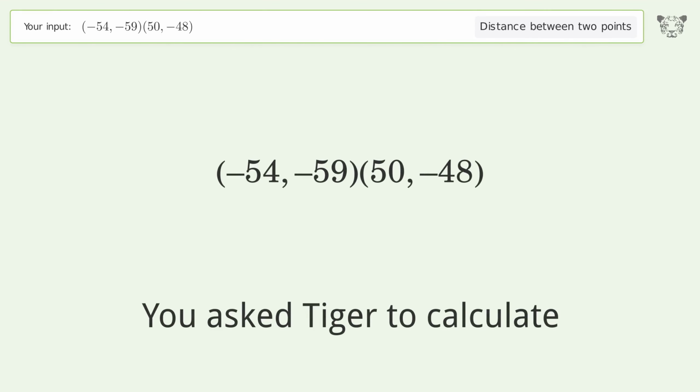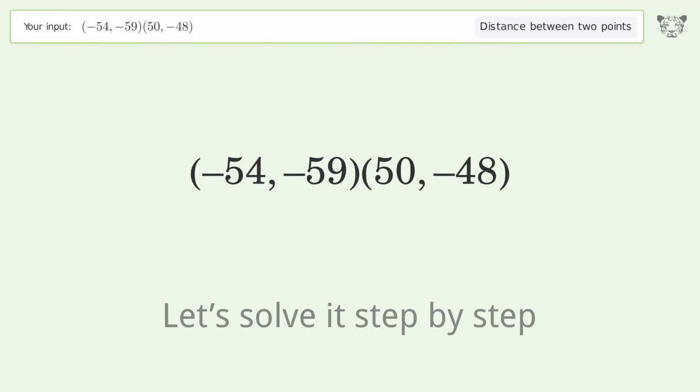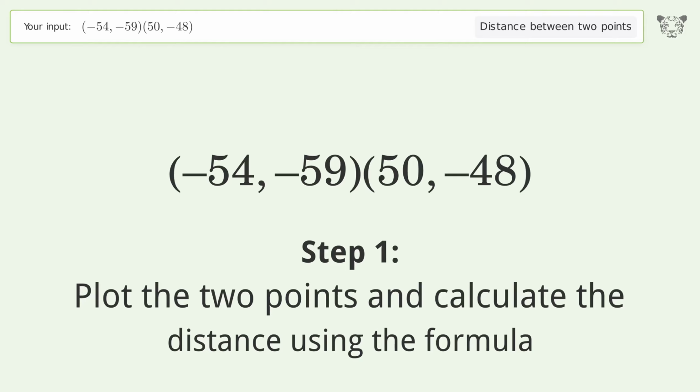You ask Tiger to calculate. This deals with the distance between 2 points. The distance between the 2 points is the square root of 10,937 or 104.58. Let's solve it step by step. Plot the 2 points and calculate the distance using the formula.